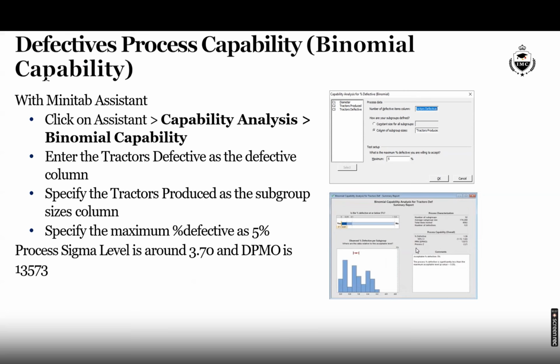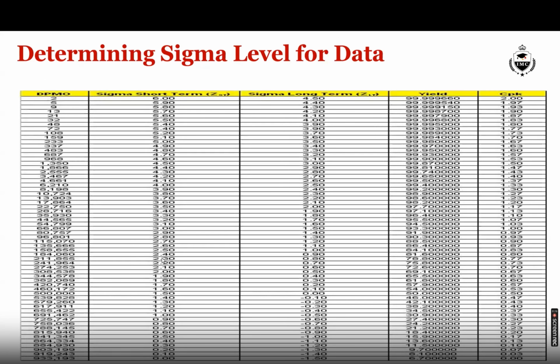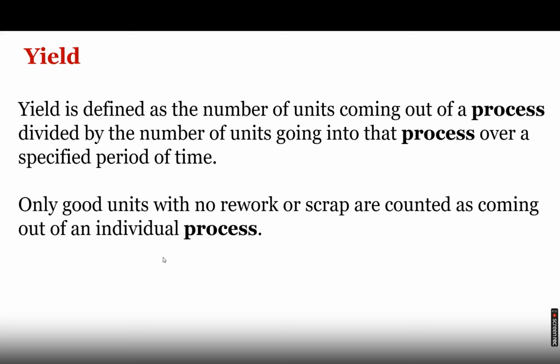And after that, we get a DPMO value of 13573. So against 13573, if we go to that same Z sigma value table, we will see our DPMO will be 13573 and our process sigma ZST will be around 3.7. Around 3.7. This is the same Z table.